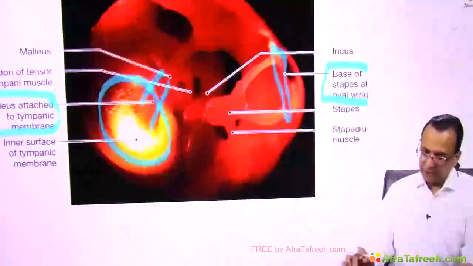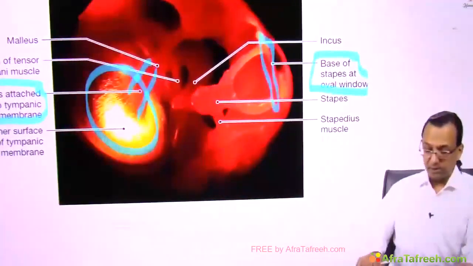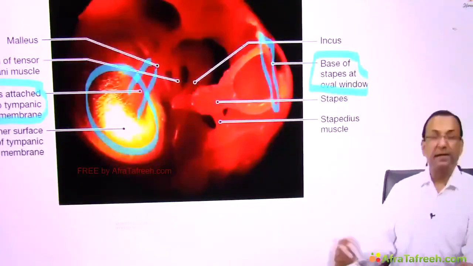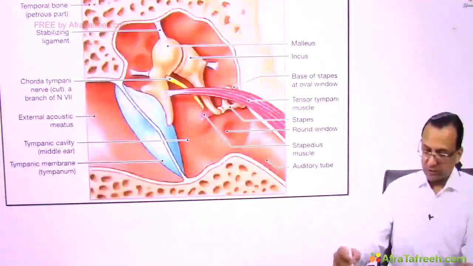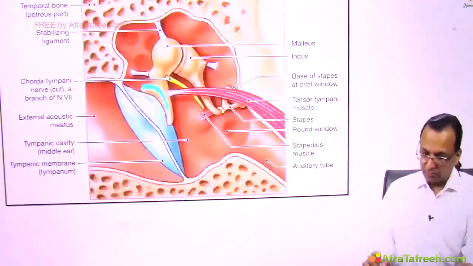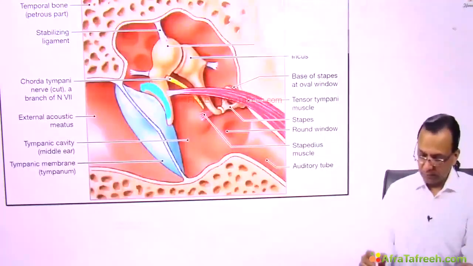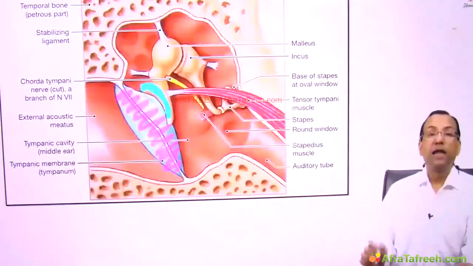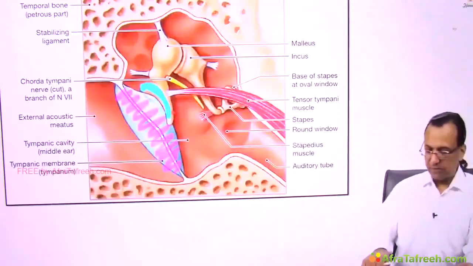Let me just make this diagram schematic, because maybe it is not very clearly seen to you. So this is what we are discussing. See, this is the malleus bone attaching where? To the tympanic membrane. Where is tympanic membrane? To the lateral wall of the middle ear cavity. If this is the lateral wall of middle ear cavity, the malleus is attaching here.